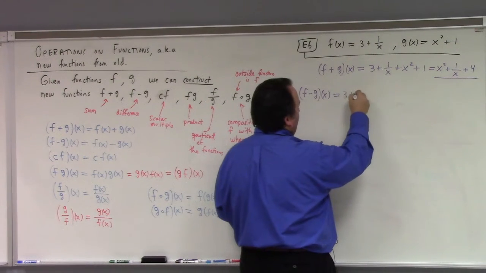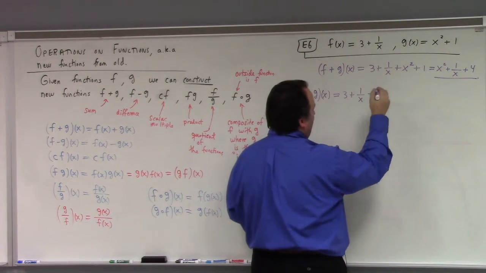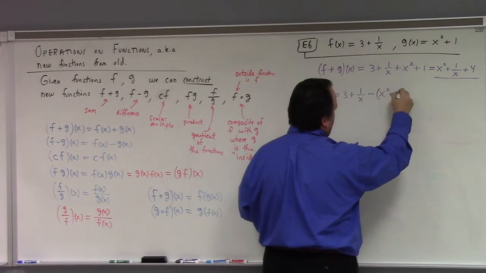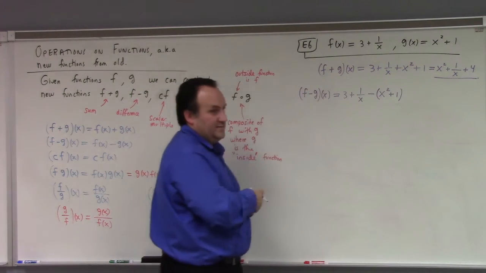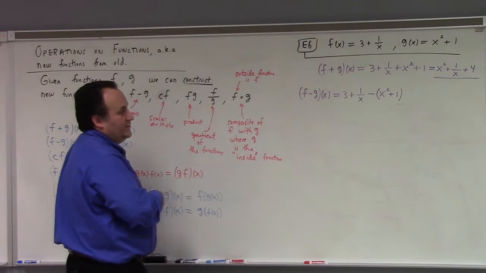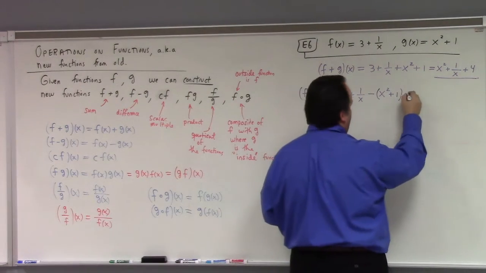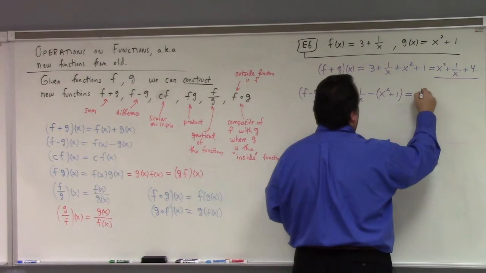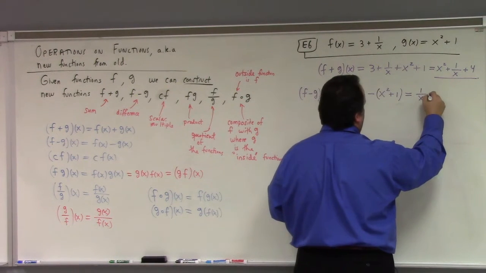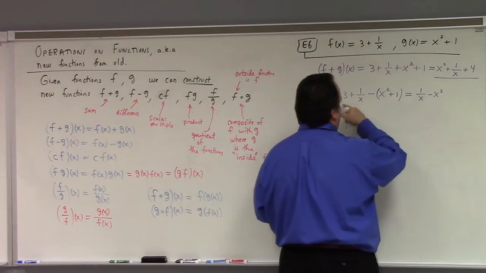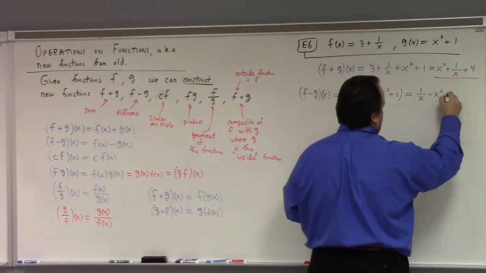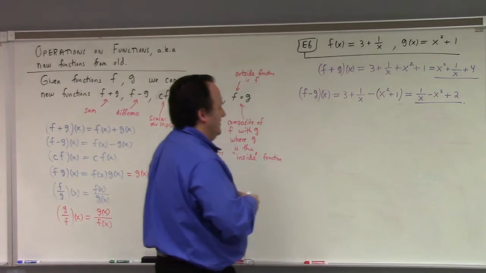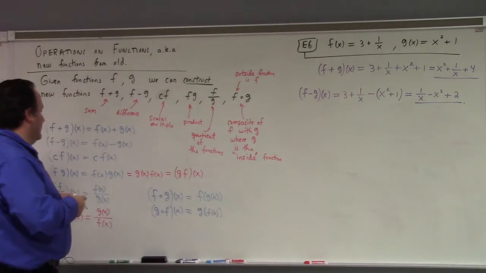So 3 plus 1 over x minus, and then parentheses are your friend, x squared plus 1, right? The minus goes with both of those. Yeah? So we get what? I can simplify this. We got 1 over x minus x squared, and what's my number? 3 minus 1 plus 2. I mean, you might be like, why did you write those in that order? I don't know. It's just what happened.